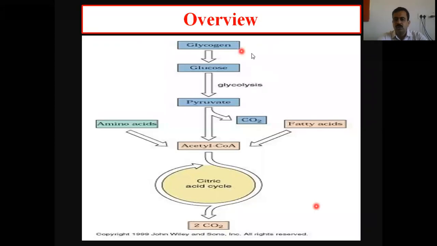If you see the overall overview of this citric acid cycle, the TCA cycle or the Krebs cycle, it starts with glycogen, from which glucose is generated. The glycolysis pathway we have already gone through. The pyruvate then generates acetyl coenzyme A. This is the major product after pyruvate, which is funneled into the TCA cycle. So in a cyclic manner, this acetyl coenzyme A is worked out and maximum energy is conserved.